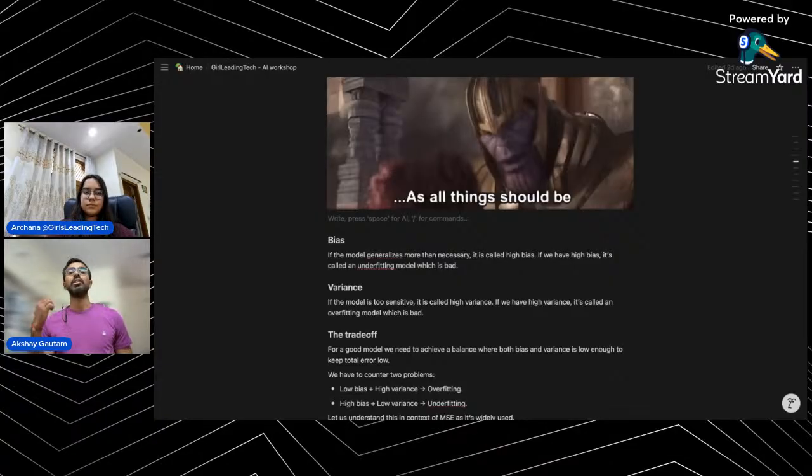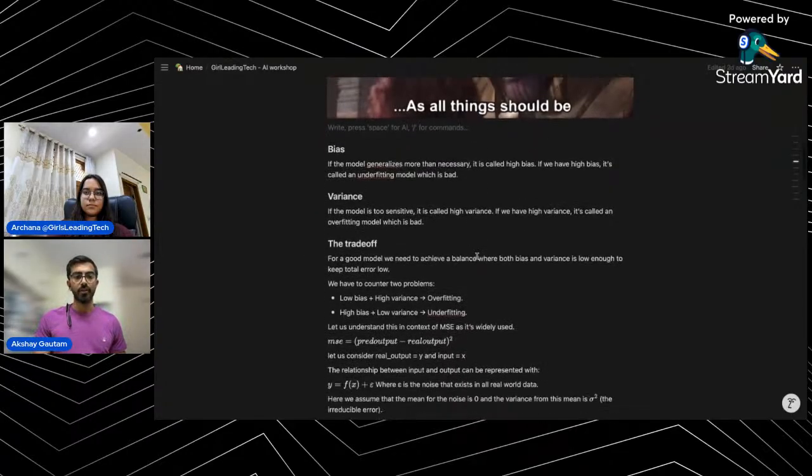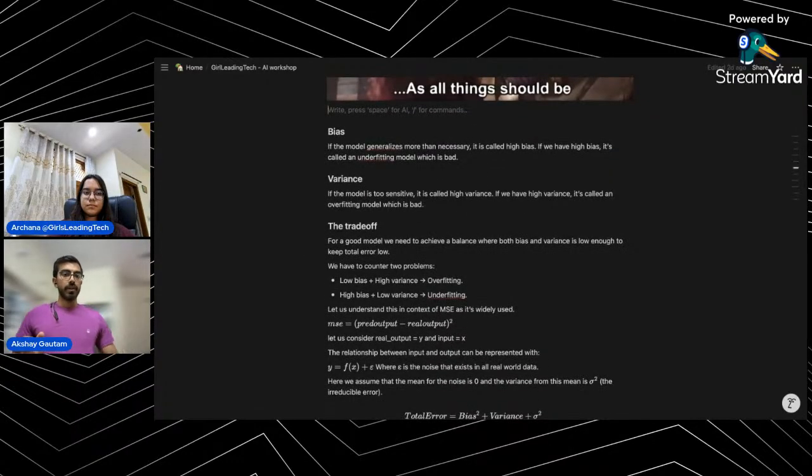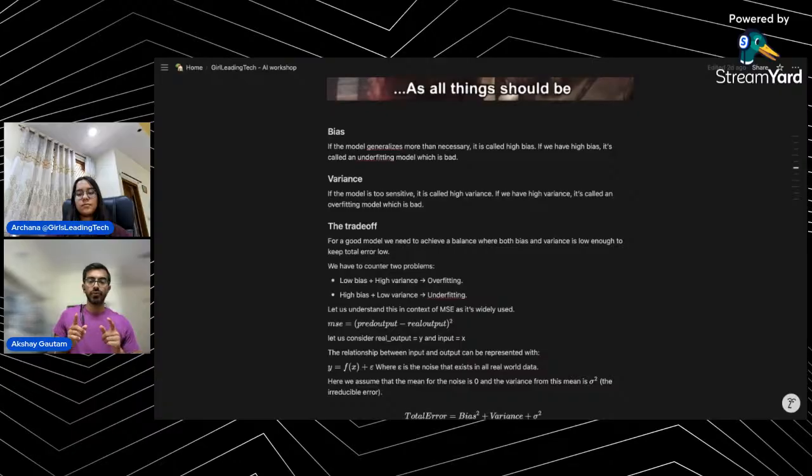And this is called the trade-off, right? So what is the trade-off? For a good model, we need to achieve a balance where both bias and variance are low enough to keep the total error low. Now, this total error is an official term, and I'll explain down below what total error is, how to calculate it, and stuff like that. But the right way to train a model is to keep its total error low all the time.